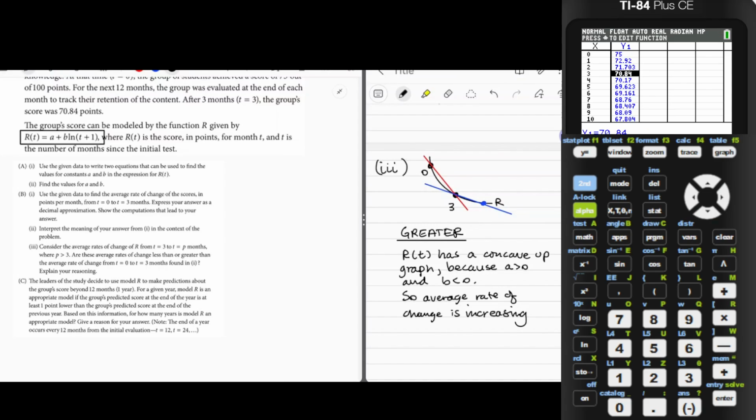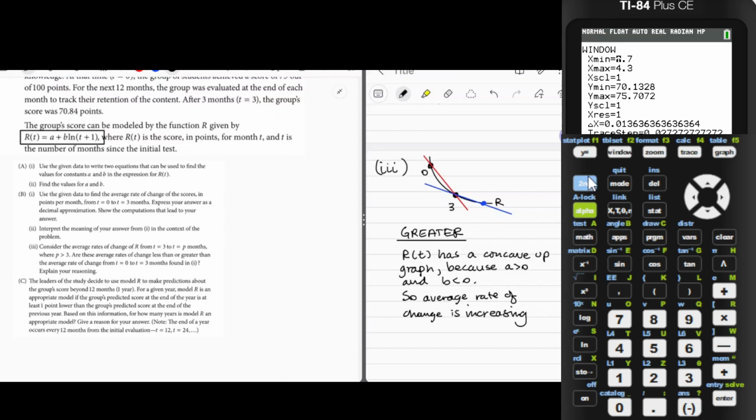We've got 70.84 going on time t equals 3, 75 at t equals 0, 69.6, 69.1, wait. Oh, for the end of the year. So I'm going to change the table settings to jump by 12, not window, but table set. Start at 0, and so yeah, that's why they said 12, 24, etc.